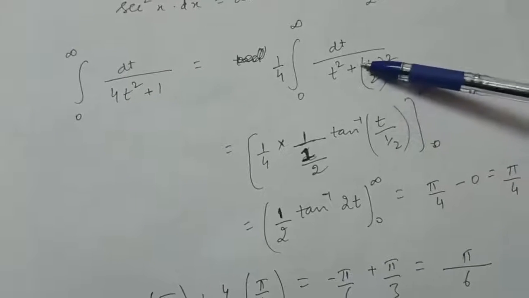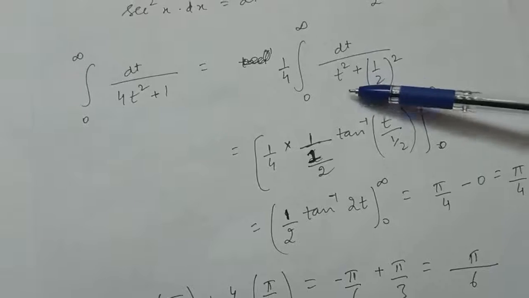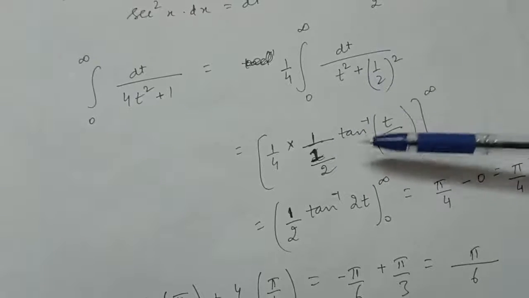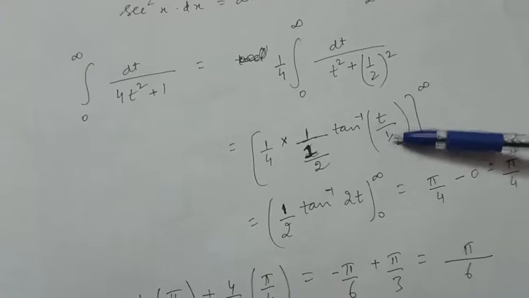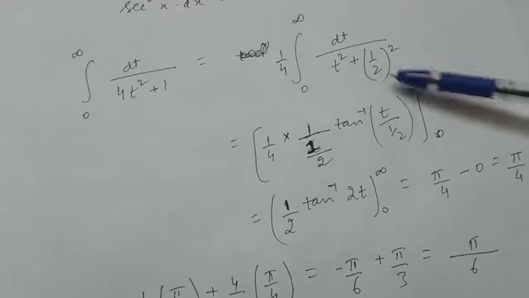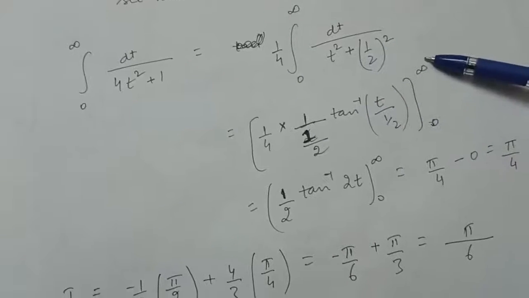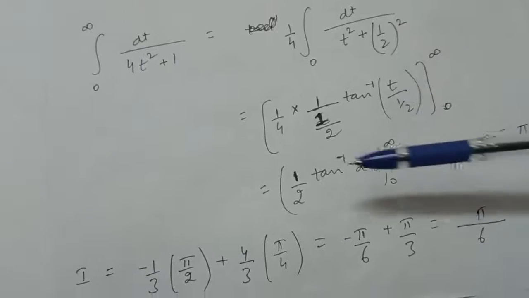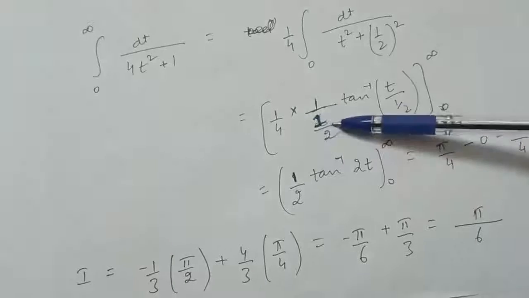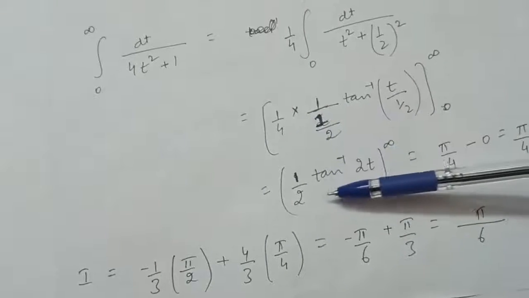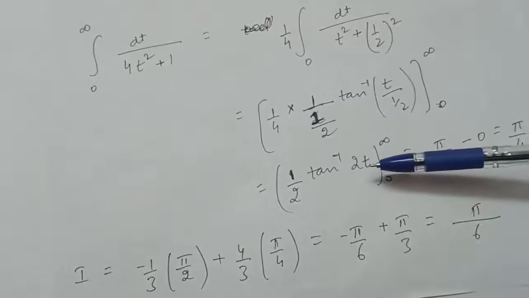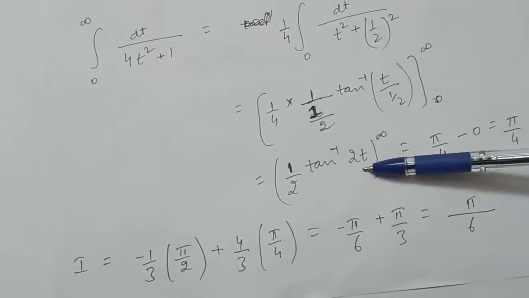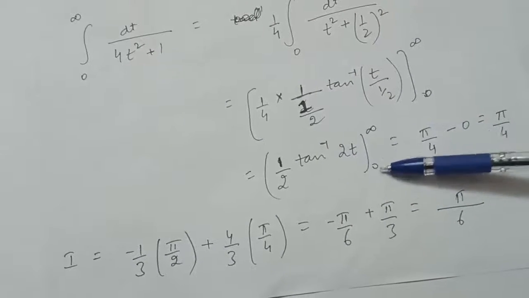Now you know the integral of this. It will be 1 upon a, here 1 by 2, into tan inverse x upon a. X is t and a is 1 by 2. Limits are from 0 to infinity. Put the limit infinity first in this function. So when you solve these two, it will be 1 by 2 into tan inverse. Okay, I have just solved this function. This will be 1 by 2 tan inverse 2t from the limit 0 to infinity.